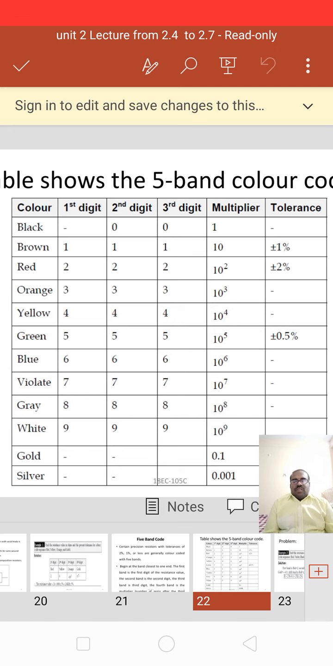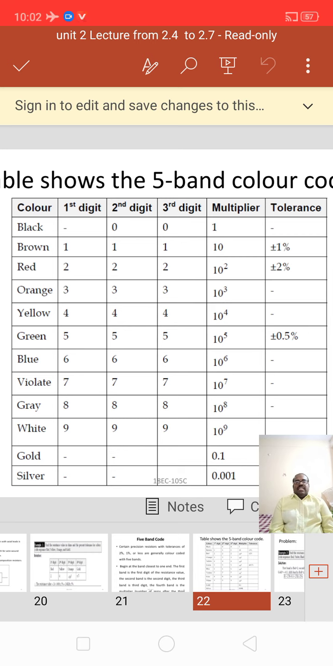Okay, simply we learn it by viewing the 5 band color code technique. First, black: it has first digit, second digit, third digit, and multiplier, tolerance is 0, 0, 0, 1, 0. Brown: 1, 1, 1, 10, plus or minus 1%. Next, red: 2, 2, 2, 10 power 2, plus or minus 2%.